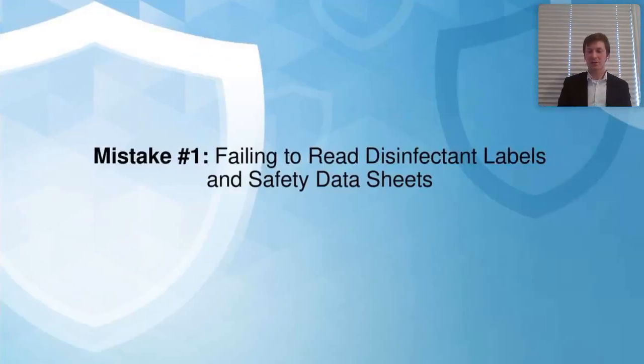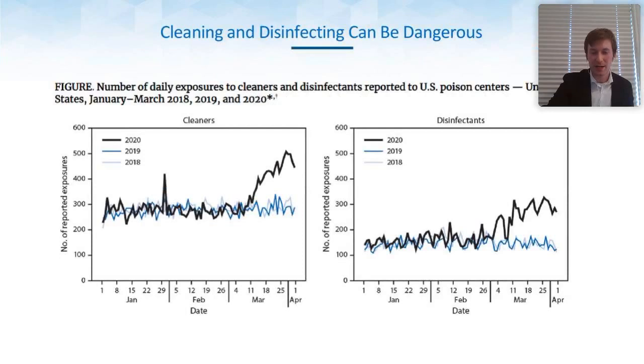This brings us to our first mistake that is sometimes made with cleaning and disinfection, and that is failing to read disinfectant labels and safety data sheets. These two charts tell an interesting story, and these are data from the CDC. This shows that the CDC was tracking calls made to poison control centers as a result of exposure to products used for cleaning and disinfection. They looked at it over a few different periods. The first was from January to March 2018, and then they looked at that same period for 2019 and 2020, just this past year.